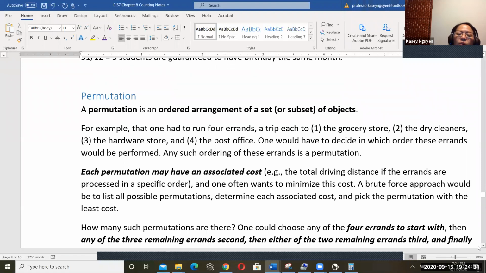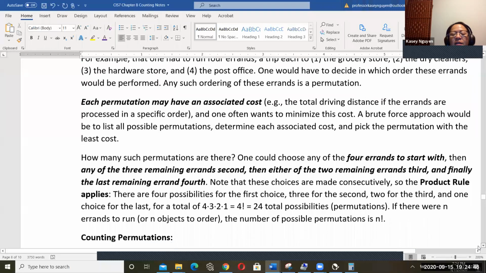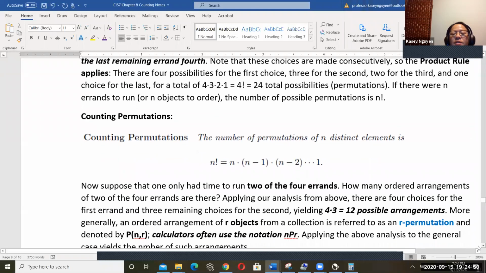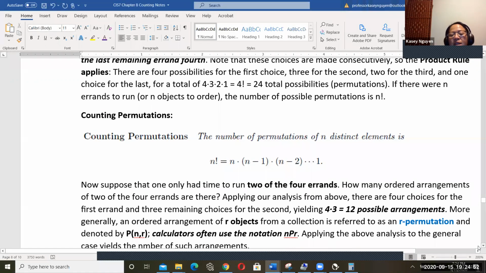So here, Dr. Fowl gives you a little bit more explanation, and she gives you the example of errands. When you choose to run an errand, you would eliminate it from that choice, and then the next errand, you would eliminate it from that choice. So the formula for the distinction in the elements is the factorial of n.